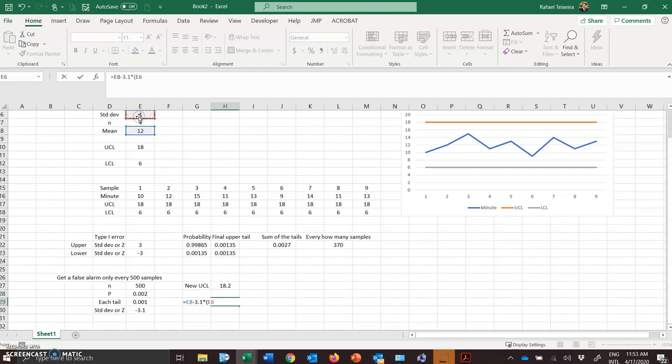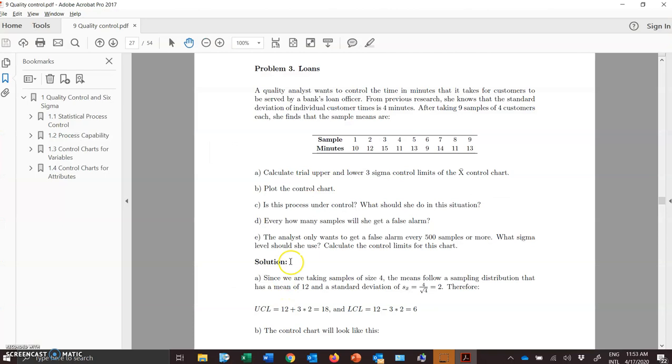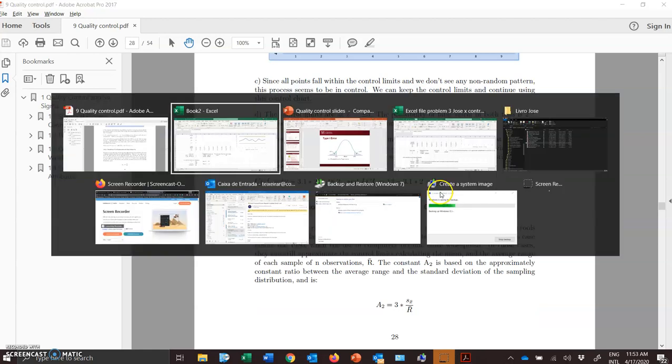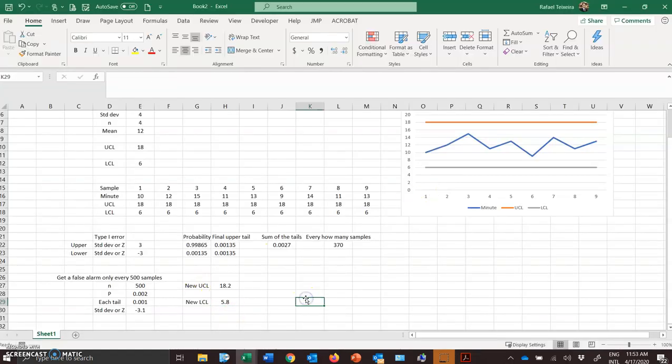The new lower control limit is going to be the mean minus 3.1 standard deviations multiplied by the standard deviation divided by the square root of the size of each sample. Then I close parenthesis once, I close parenthesis twice, and I have the new control limits if I want a false alarm only every 500 samples. And that's what we have here. So this is the solution, 18.2 and 5.8. This is how you found it, and that's it.